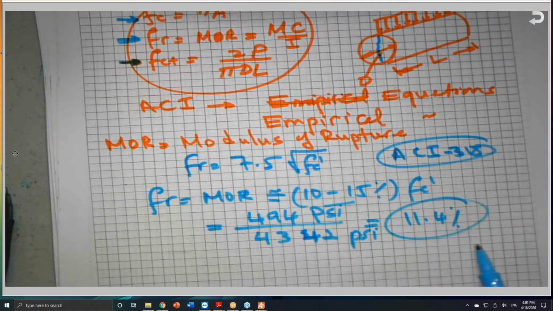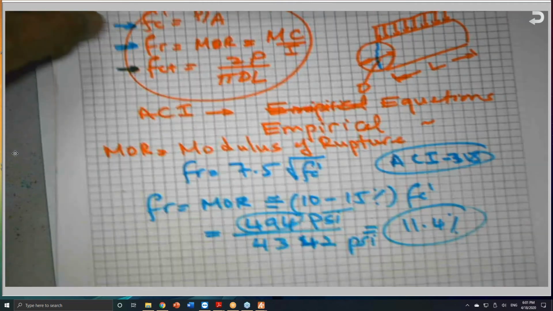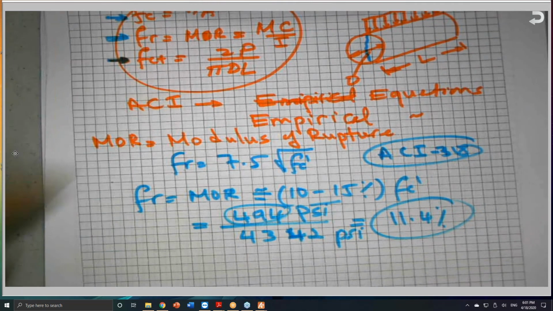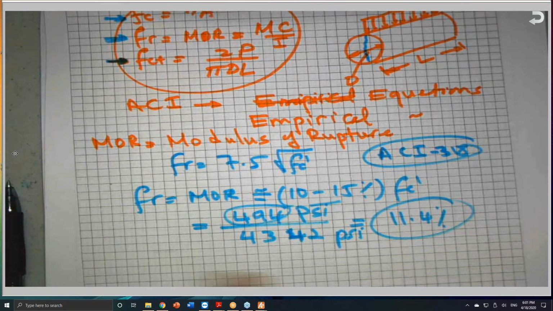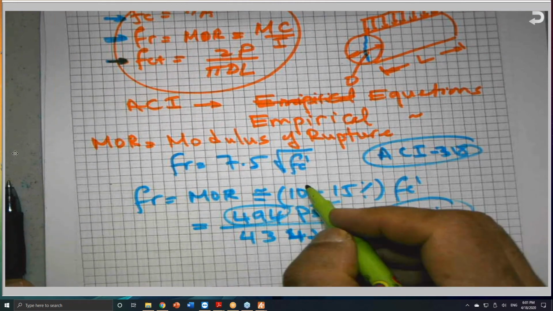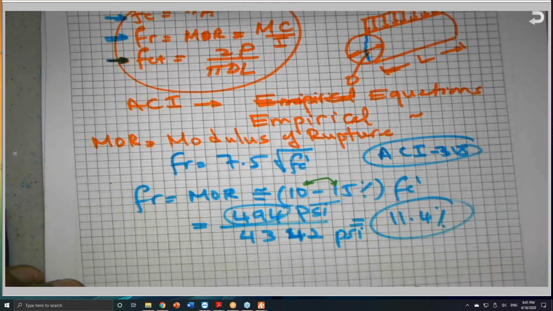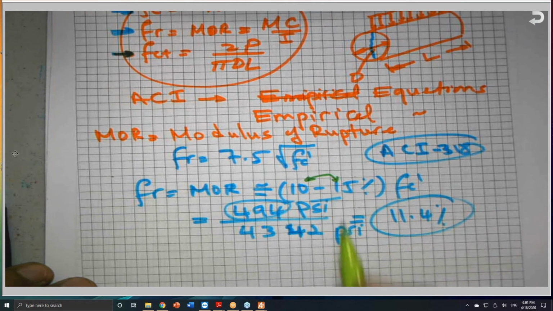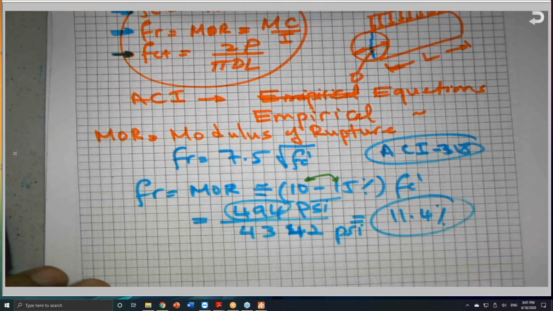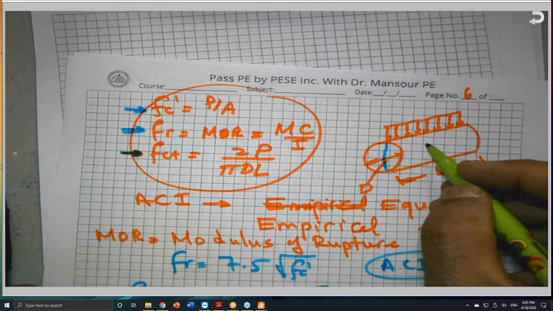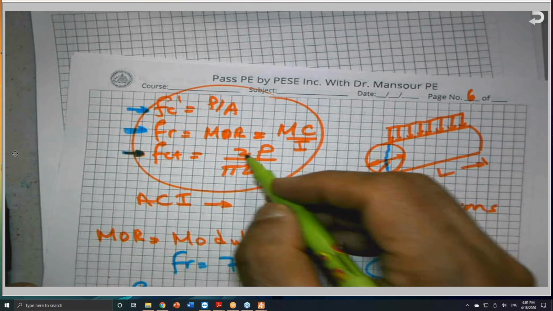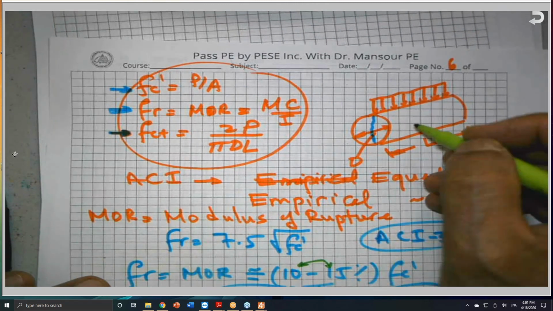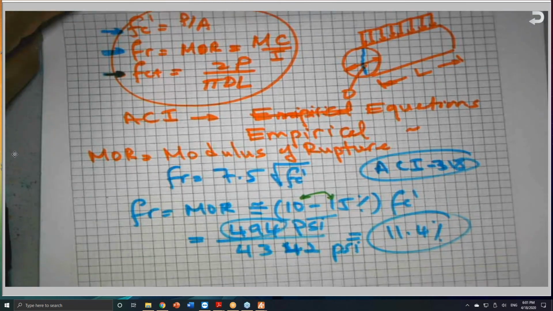And in design, by the way, we ignore this. We ignore the 494. For concrete design, we assume that the concrete will carry zero tension. So even the 10% up to 15%, we ignore it in design. But we need to calculate or estimate this either from the splitting tensile strength, which is the Brazilian test, which is 2P over pi D L, or from the beam test, from the modulus of rupture.